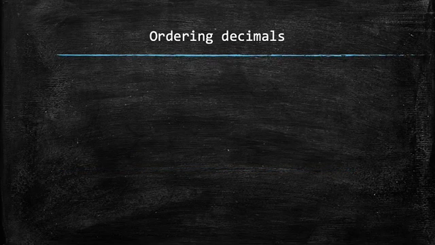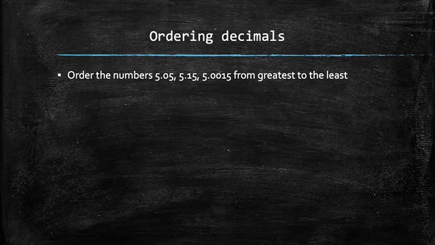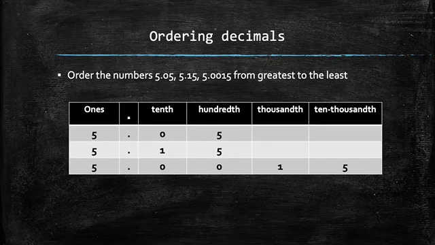Ordering decimals is easy when given numbers to order, either from least to greatest or vice versa. For example, to order the numbers 5.05, 5.15, and 5.0015 from greatest to least, first thing to do here is write the numbers out, writing out decimals beneath one another in the right place values. You can go ahead to fill the spaces with zeros if you want, so they all have the same amount of digits. Next, we begin comparing each digit from the left to the right.